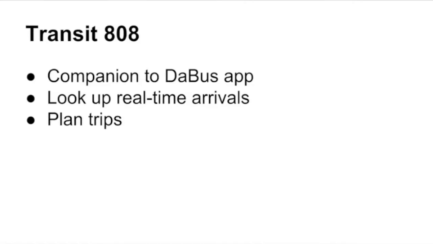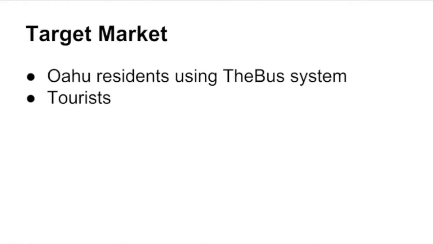Transit 808 is meant to be a companion app to the bus's current arrivals app, the bus. Like the bus app, it allows users to look up real-time arrival times of any bus stop. Unlike the bus app, it also allows you to plan trips using the bus system from any Oahu location.